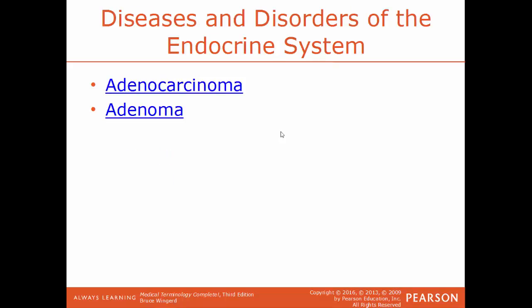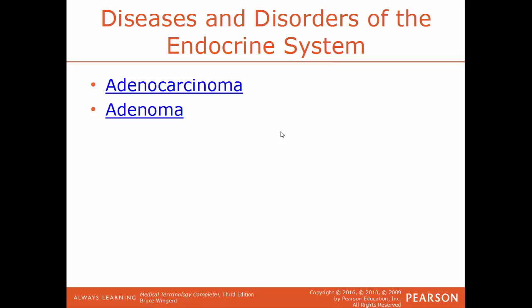Our first one, adenocarcinoma. This is a malignant tumor that is found in the glandular structures, and more specifically, it's found in the lining of these glands. This will be related to our next term, adenoma, which is a benign tumor found in the glandular structures, in the lining of glandular structures. So adenocarcinoma is malignant, adenoma is benign.